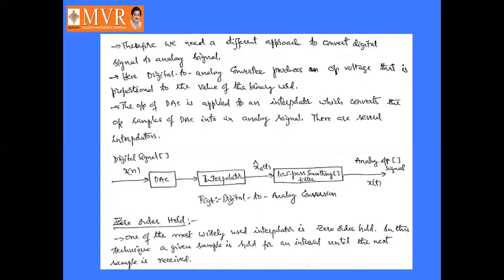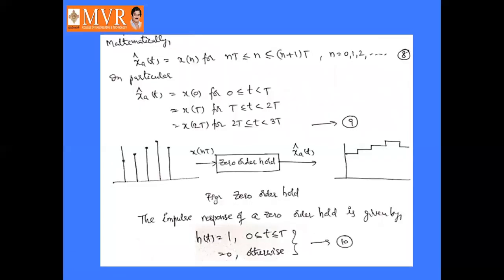What is meant by zero order hold? One of the most widely used interpolators is the zero order hold interpolator. In this technique, a given sample is held for an interval until the next sample is received.